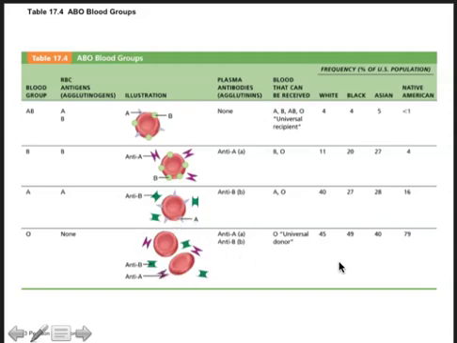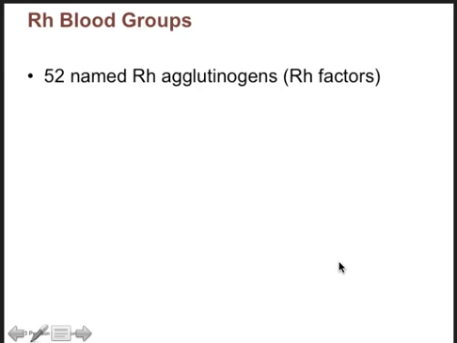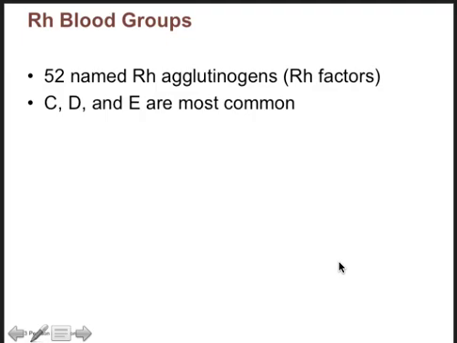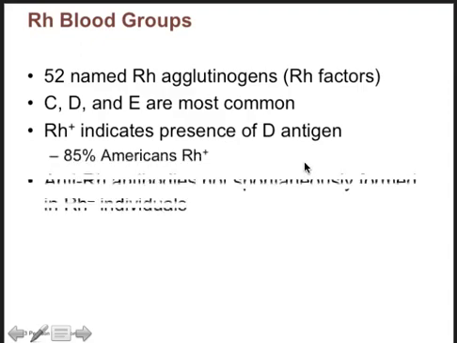Okay? Now there's another set of antigens that we need to talk about, and these are the Rh blood groups. There are 52 named Rh agglutinogens, known as Rh factors. C, D, and E are the most common. Of those three, D is the most common. Rh positive indicates the presence of the D antigen. Okay, so somebody who has the D antigen is Rh positive. This is 85% of Americans.